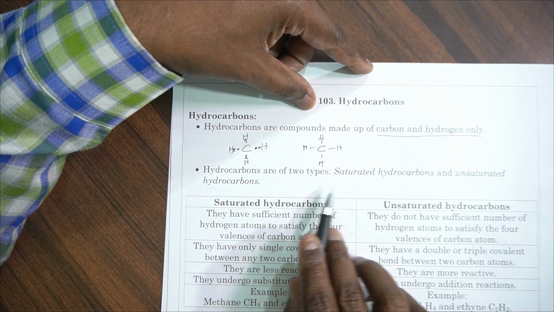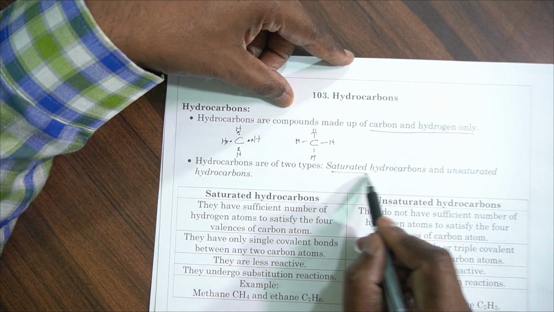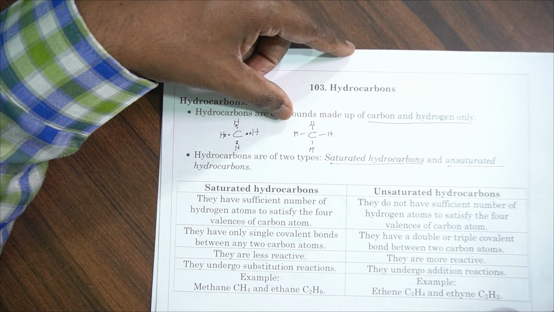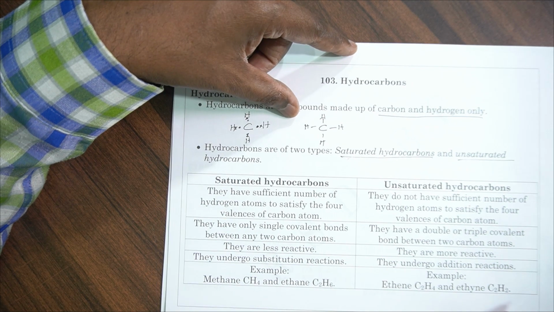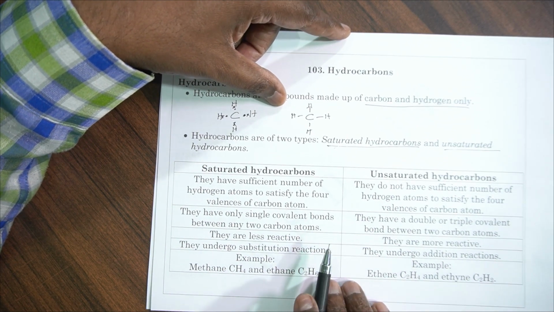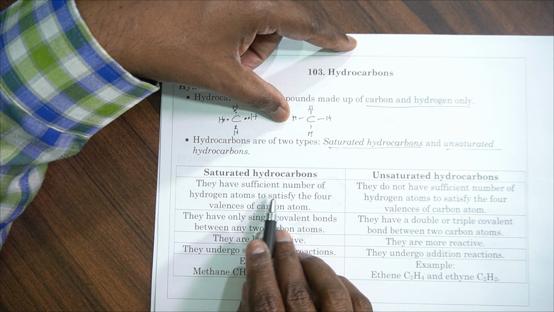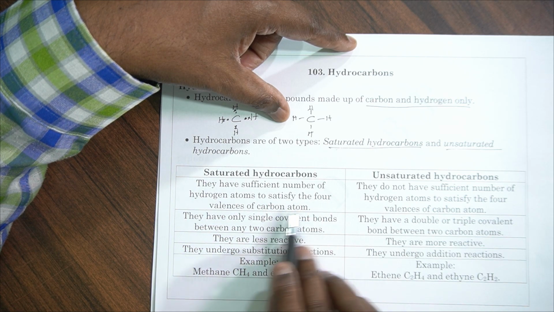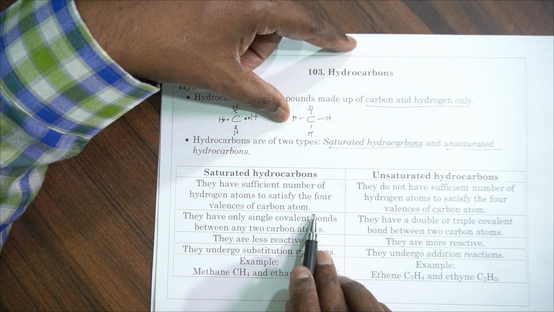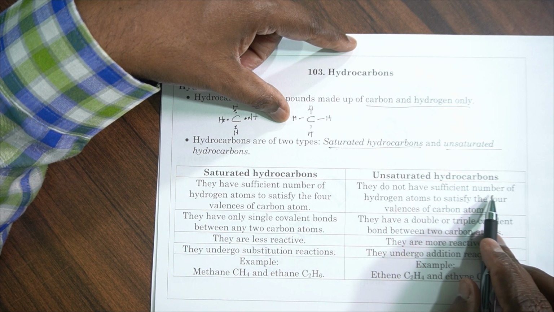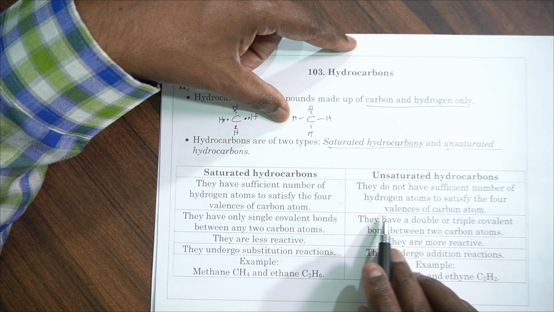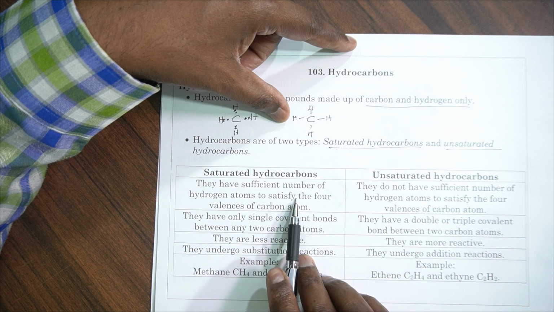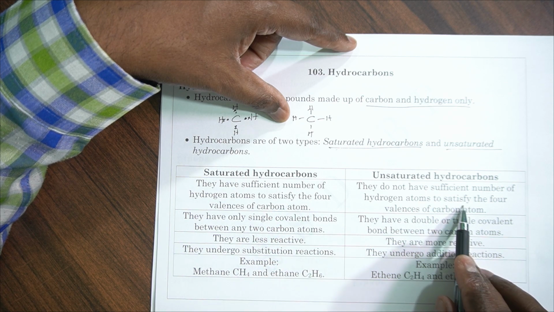Now hydrocarbons are of two types. One is saturated hydrocarbon, the other is unsaturated hydrocarbon. What is saturated, what is unsaturated? To understand this, we have a table here, just go through it carefully. Saturated hydrocarbons have a sufficient number of hydrogen atoms to satisfy the 4 valences of the carbon atom. Unsaturated ones do not have a sufficient number of hydrogen atoms to satisfy the 4 valences of the carbon atom. Here you have sufficient hydrogen, here you don't.